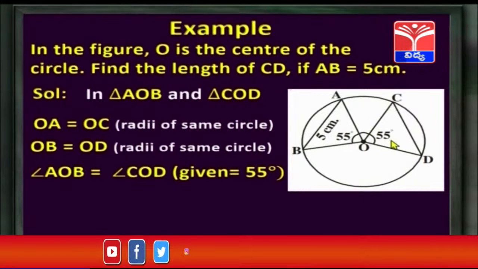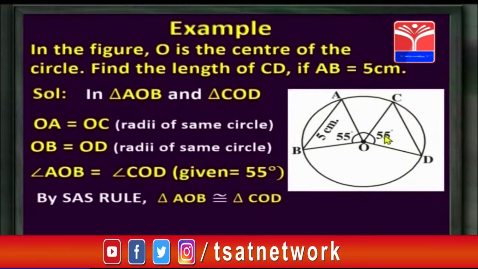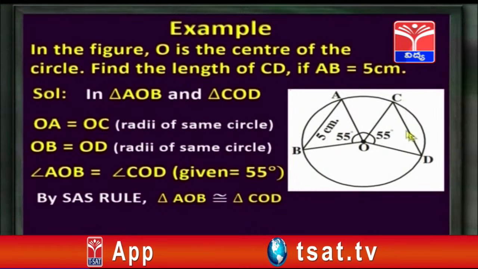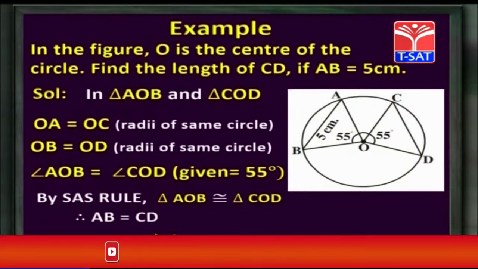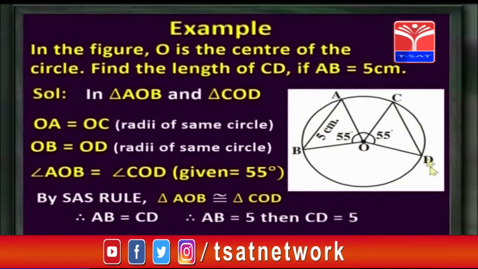So 2 sides are equal and the included angle is equal, then by the SAS rule the 2 triangles are congruent to each other. Triangle AOB is congruent to triangle COD. Now we can say AB is equal to CD. AB is 5 centimeters, right? Then CD is also 5 centimeters.